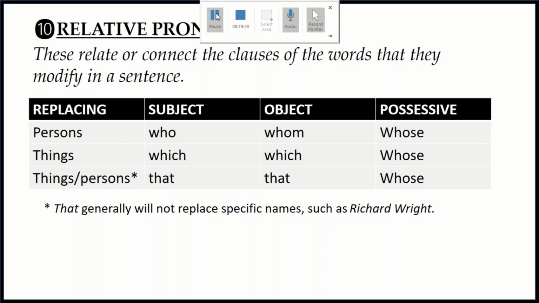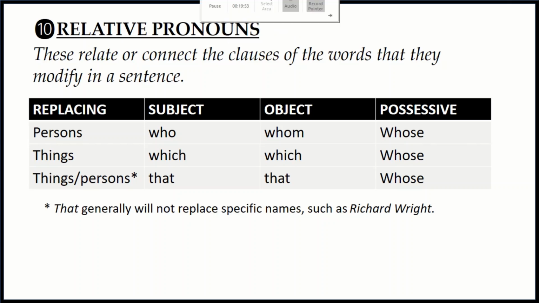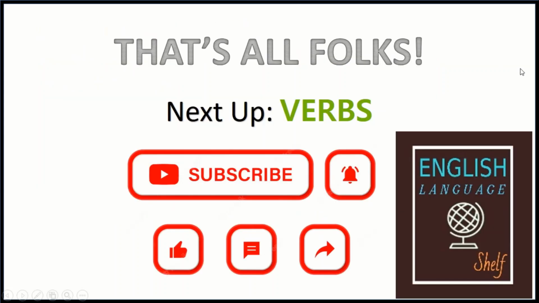Anyways, you have to look up some examples on the internet yourself. But I just want to make sure that you know that these are the relative pronouns that connect the clauses of the words. That's it. We are done with pronouns finally.